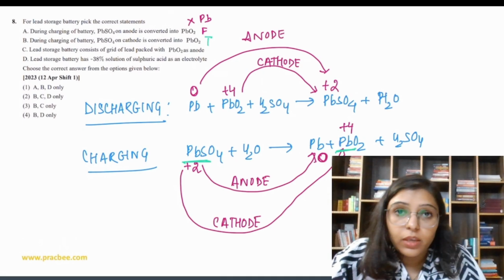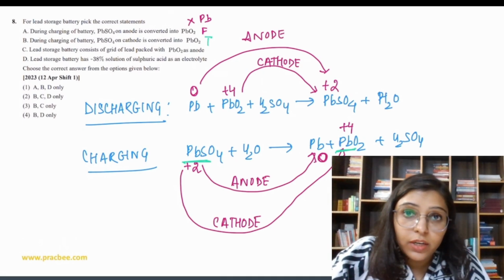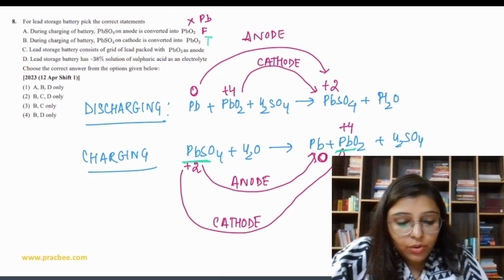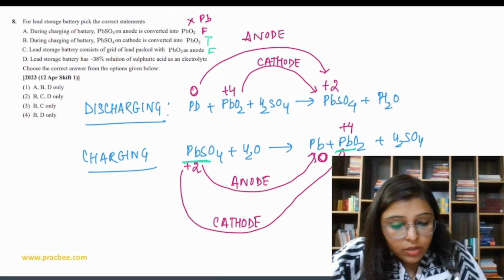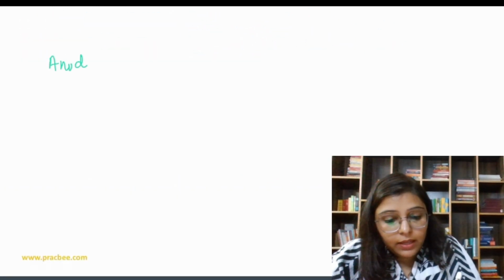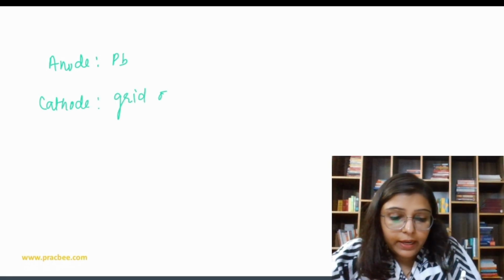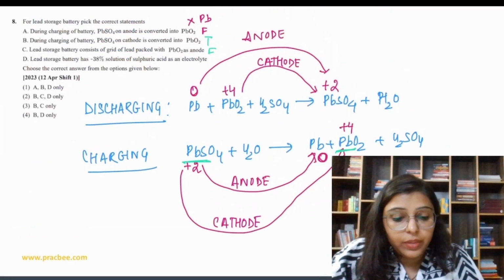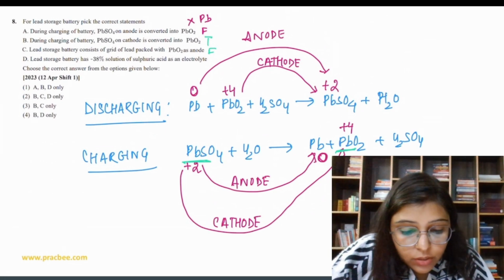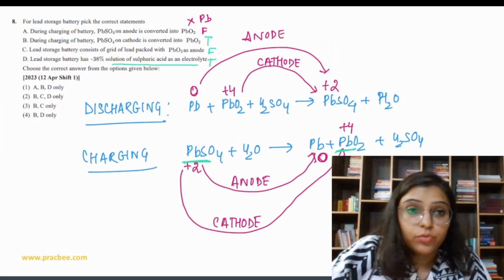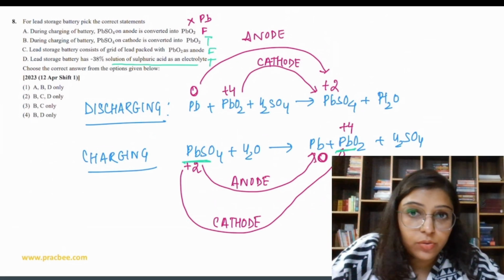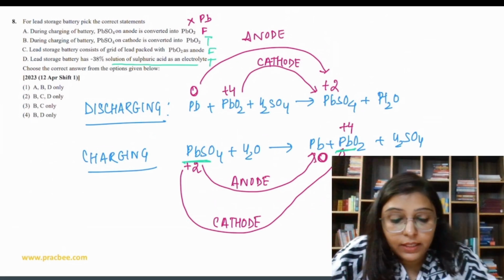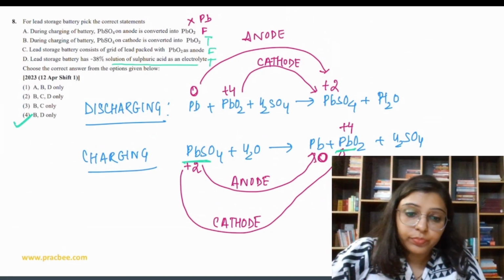So this is true. Next, lead storage battery consists of grid of lead packed with PbO2 as anode. No, this is false. Why? Because in lead storage battery, anode is lead, and cathode is grid of lead packed with PbO2. So that statement is also false. Now next, lead storage battery has 38% solution of sulfuric acid as an electrolyte. Yes, this is true. So for the electrolyte, we have to use H2SO4 in lead storage battery. So B and D, these are the correct statements. So answer is going to be 4.